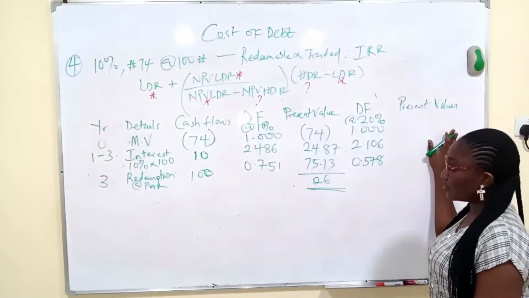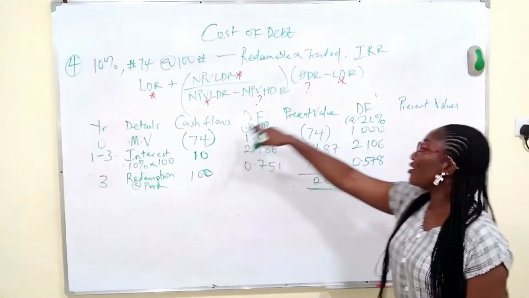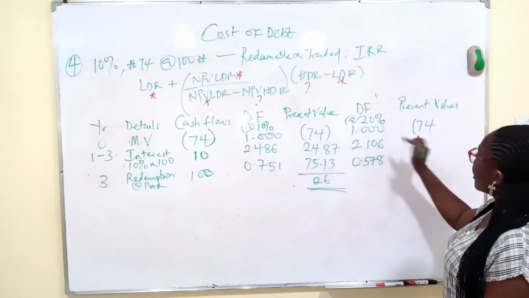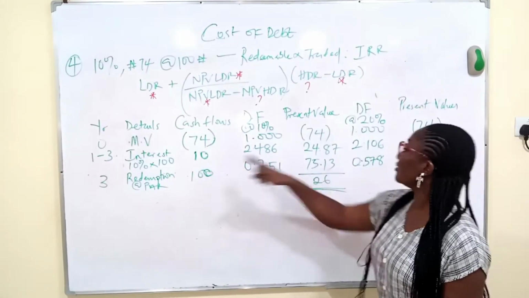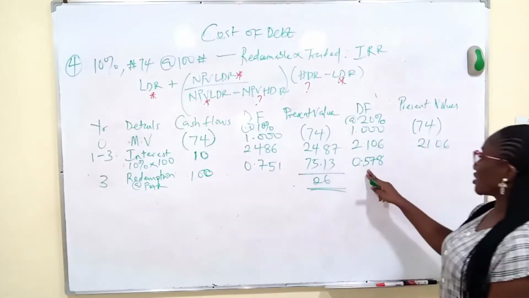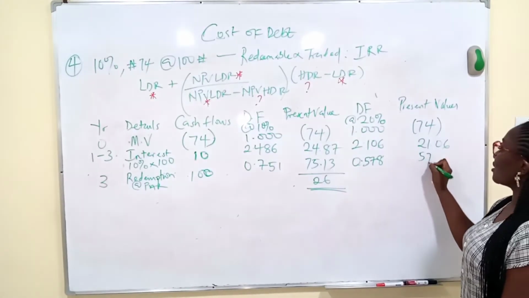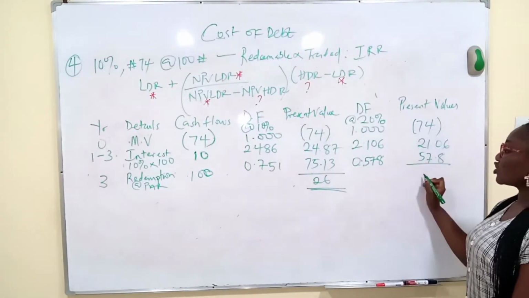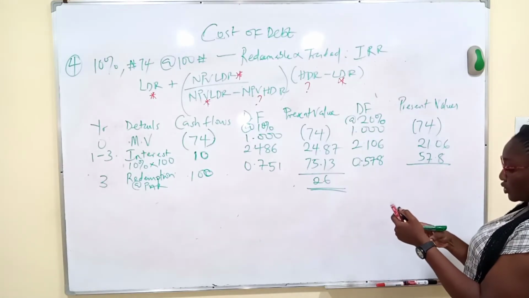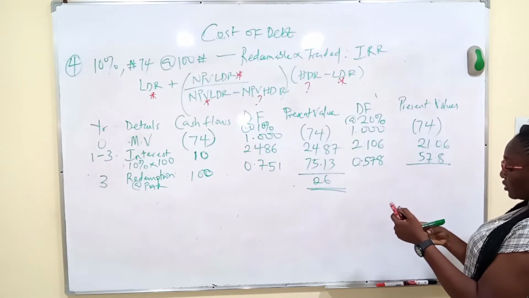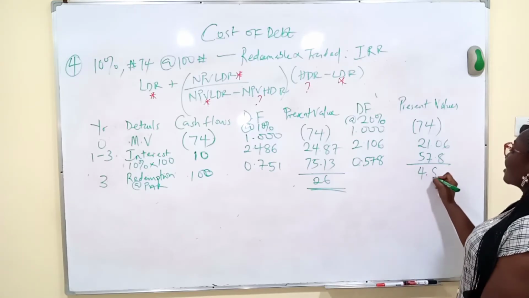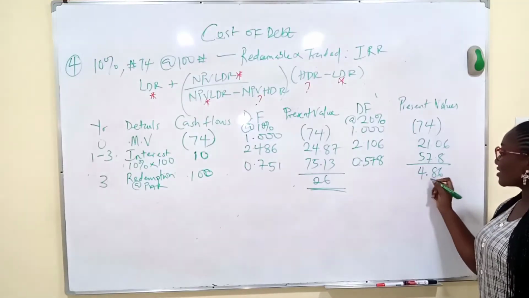Now let's get the present value. So we multiply 74 times 1 and that will give us 74. Then 10 times this will give us 21.06. 100 times this will give us 57.8. Okay, so we get your NPV: minus 74 plus 21.06 plus 57.8. That gives us 4.86.